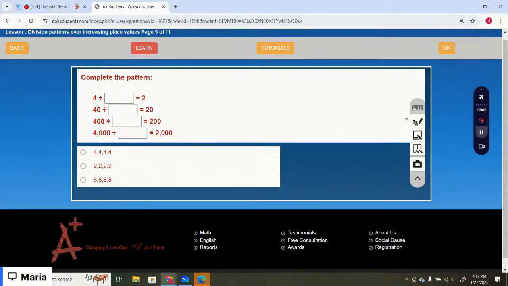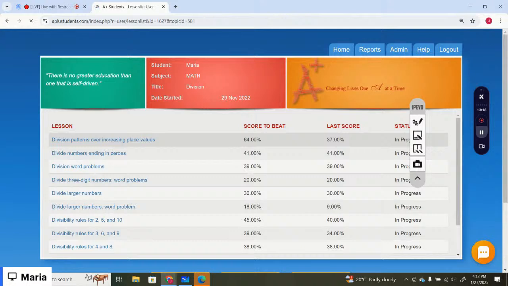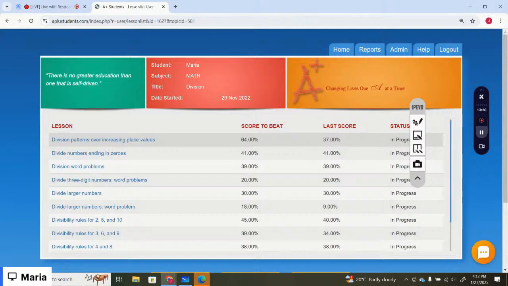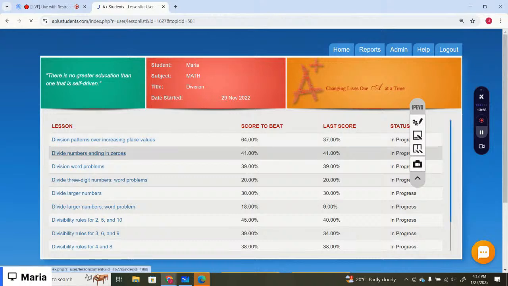Okay, you can complete the lesson by yourself later today. Let's just move on to the next lesson. Okay, the next lesson is divide numbers ending in zeros.